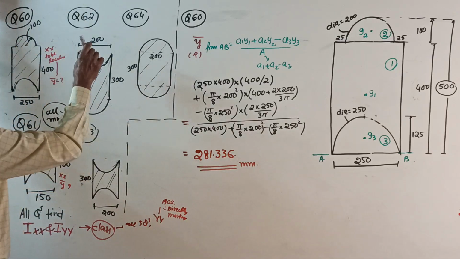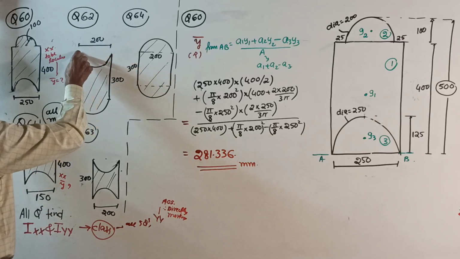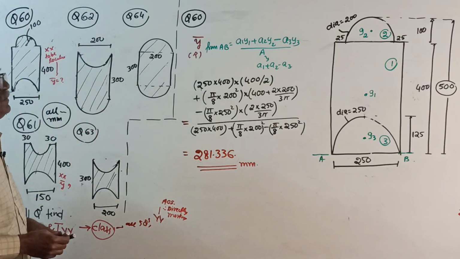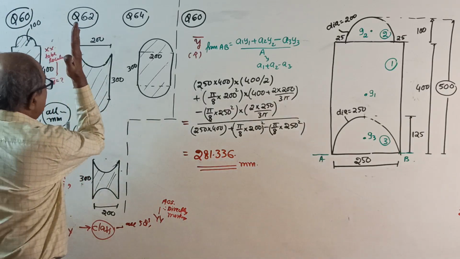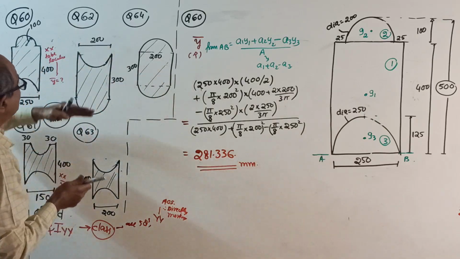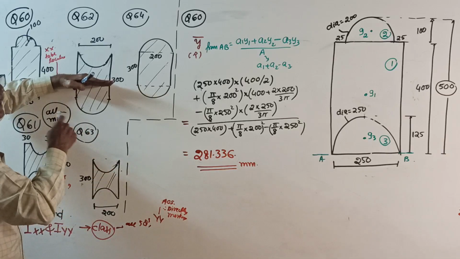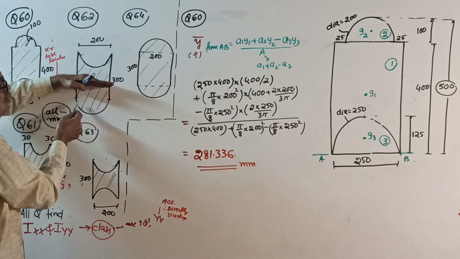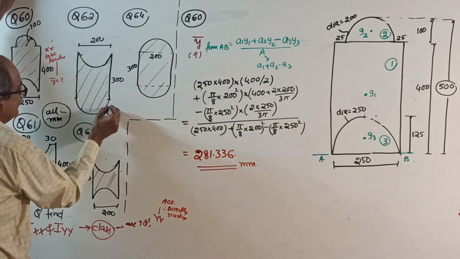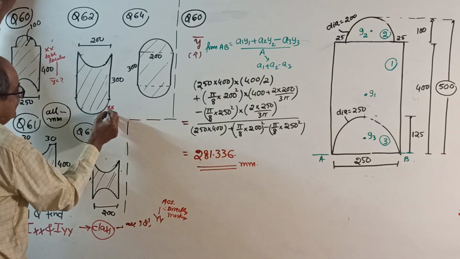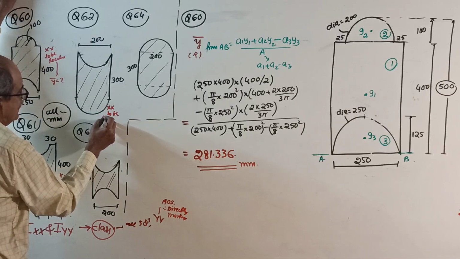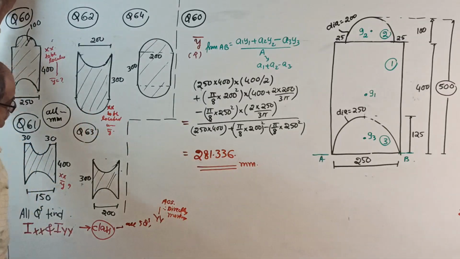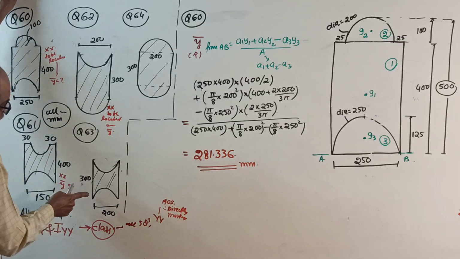Come to question number 62. Here, this diameter is 200. This diameter also 200. Even then, it is not symmetrical. Of course, it is symmetrical about the y axis. It is not symmetrical about the x-axis, horizontal axis, because there, a difference is there. Here removed, here introduced. So here also, XX to be located using y bar calculation.